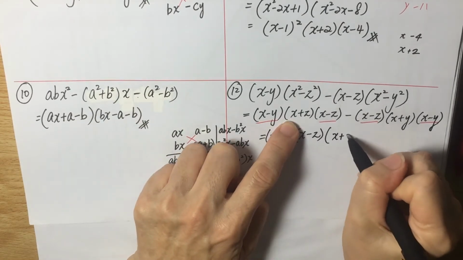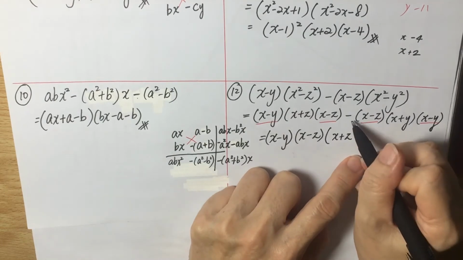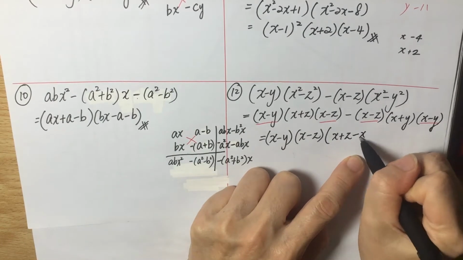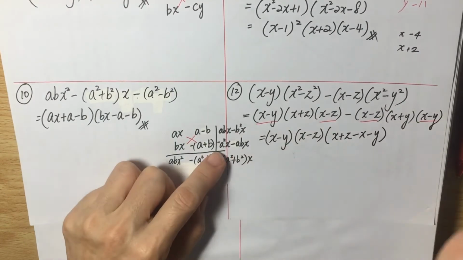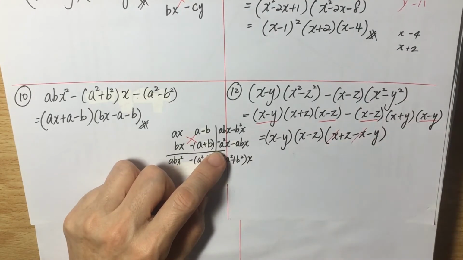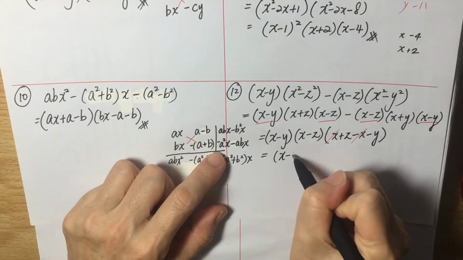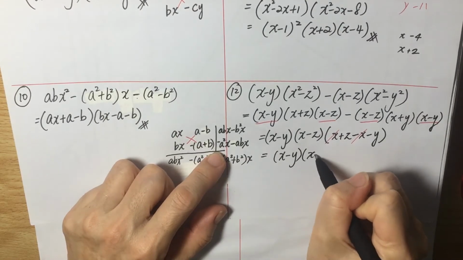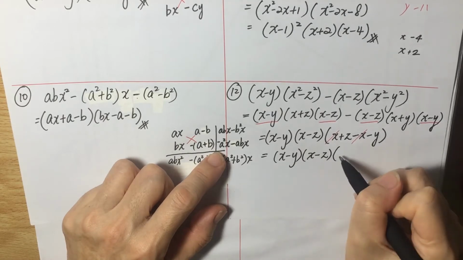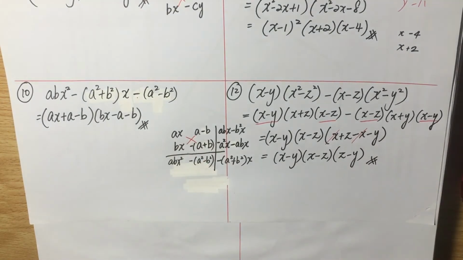So the first term, I have x plus z. The second term, I have minus x minus y. So a plus and a minus add up together, cancel out. So I have x minus y times x minus z and times z minus y. So this.